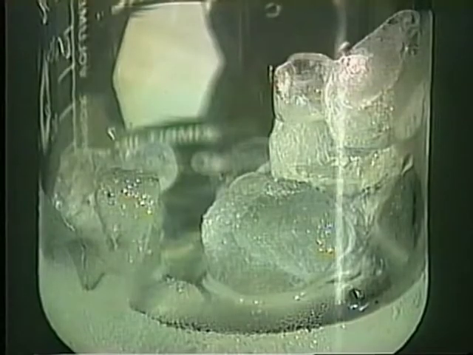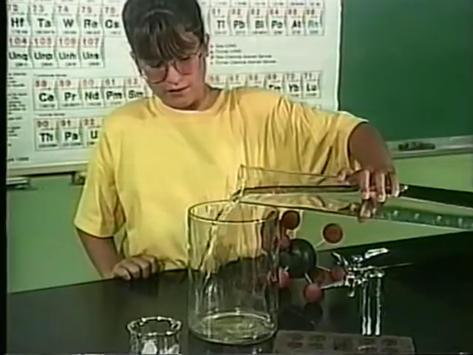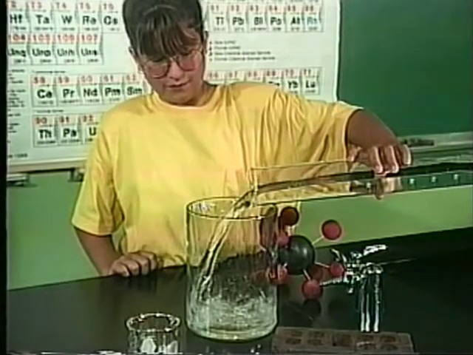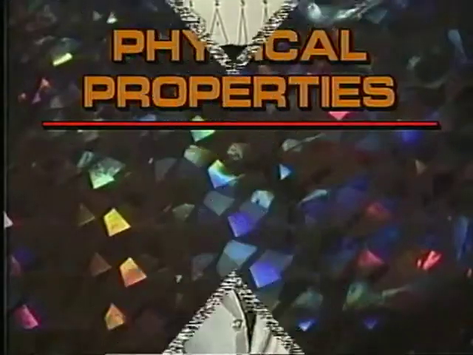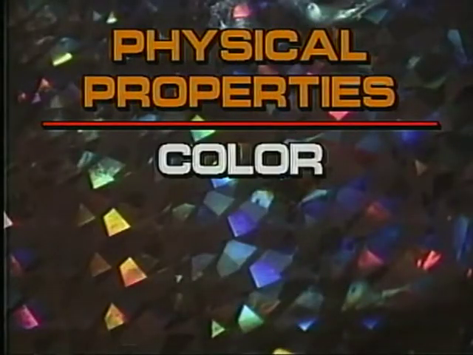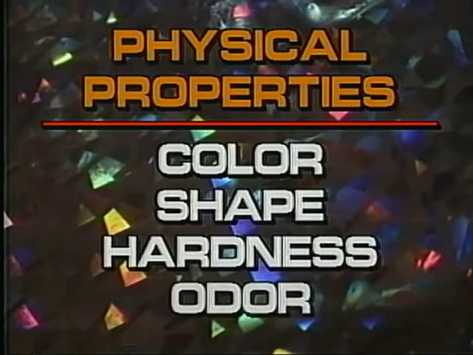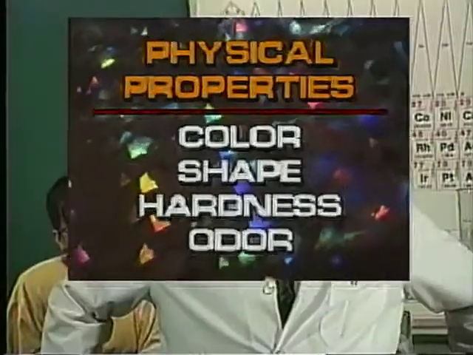Ice, snow, and hail are all different forms of water. They're all forms of matter. Matter is identified by its physical properties. Color, shape, hardness, and odor are all physical properties. Everything that has mass and takes up space is matter.